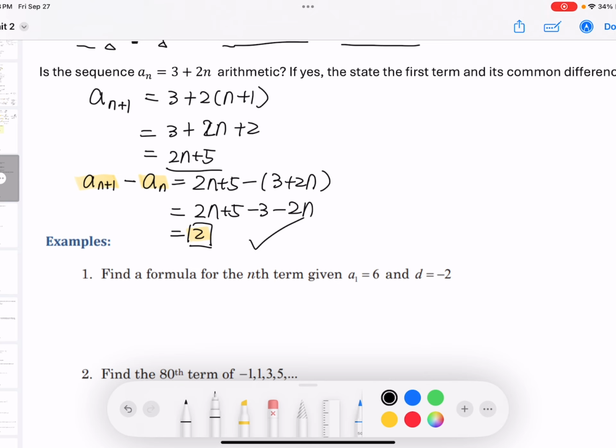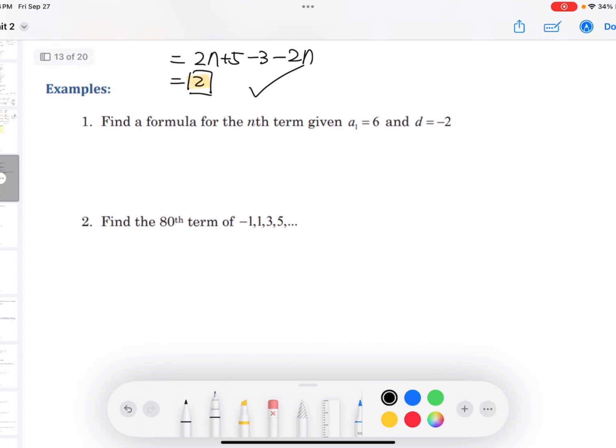If it is arithmetic, I need to find the first term. What is the first term? A sub 1. Plug in 1 in this equation. So I'm going to have 3 plus 2 times 1. It is 5. Okay, let's see the next example.